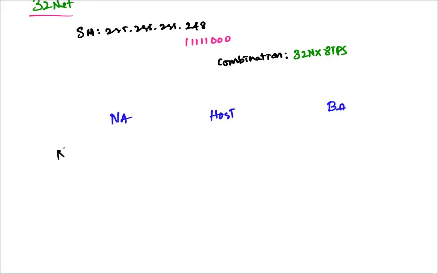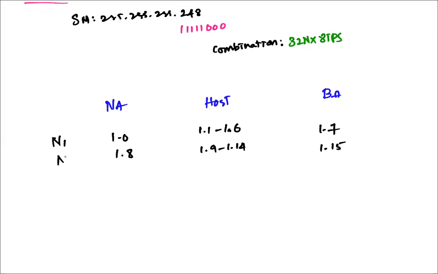So what is network number one? 1.0 to 1.7. Good, because only 8 IPs in a network. From now it's going to be easy, right? Network number 2: 1.8 to 1.15. Let me write the host IP also. Host IP is 1.1 to 1.6. Here 1.9 to 1.14. This is network number 2. Now let me write network number 3.